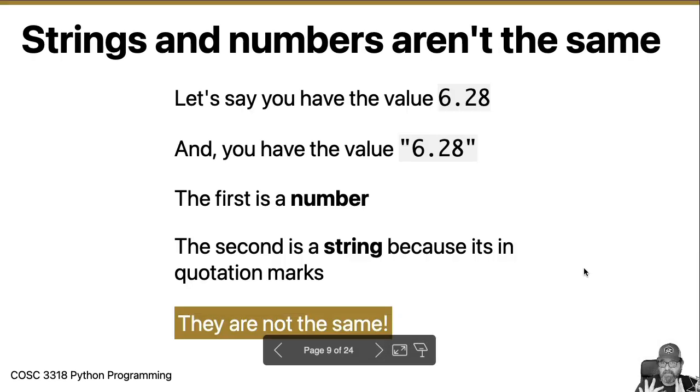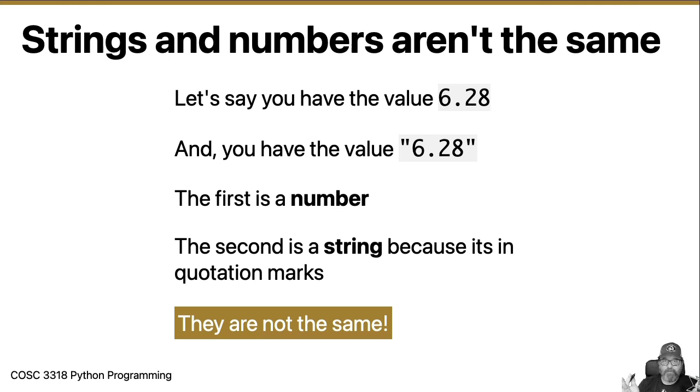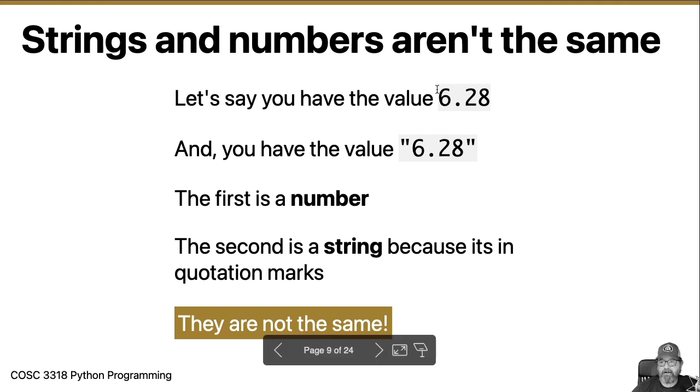Strings and numbers aren't the same. See right here, I've already got a slide for it. Let's say you have this numeric value 6.28 and you have the value 6.28, the string with quotation marks around it. This first one is a number and the second one is a string. Not the same. Totally not the same.